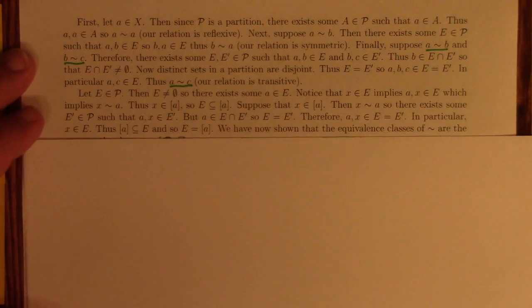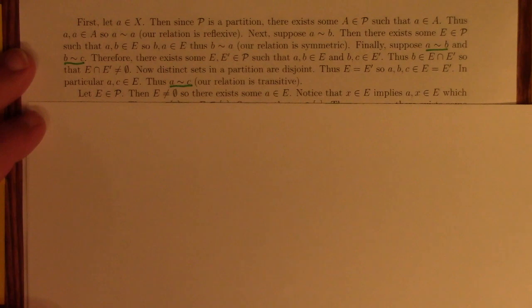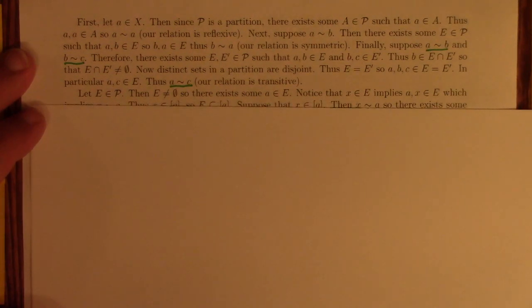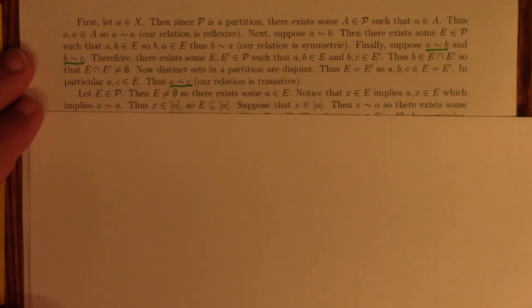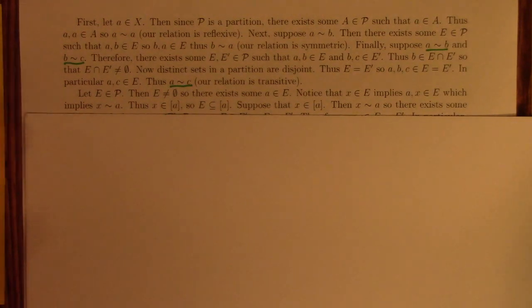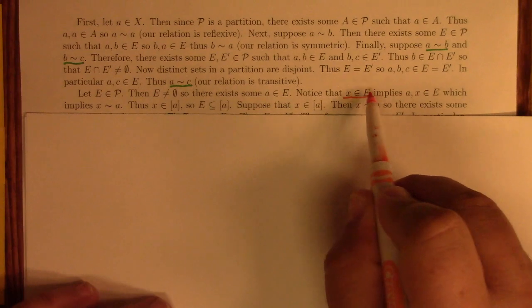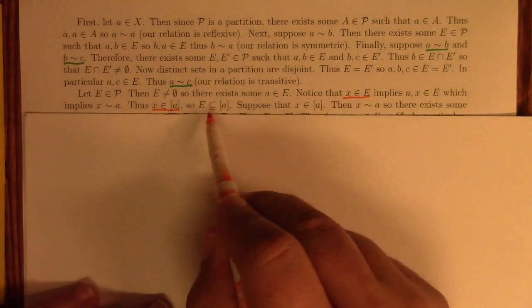So, what else? If E is in the partition, then E is not empty. So there exists some a that's in E. And so we also can notice that x in E implies that a and x are in E, which implies that x relates to a. So x is an element of the equivalence class with a in it, and that means that E is a subset of [a] because we've picked x. Notice that we picked x in E, and we just showed that x was an element of [a], which shows you that this inclusion is the case, right? E is a subset of [a].